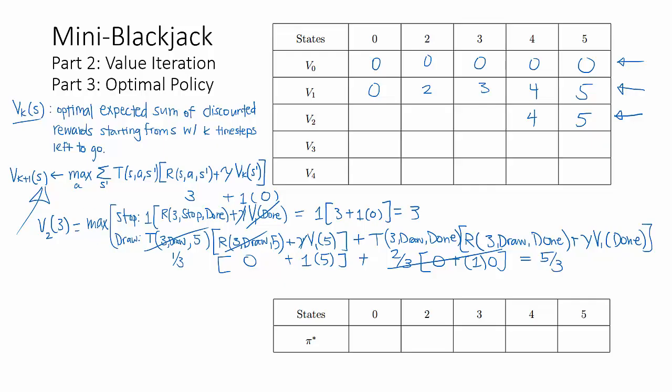Back here we take the max of 3 and 5/3. So 3 wins, and we get a value of 3. That means that stop is more favorable than drawing. And we can put a 3 in this box.